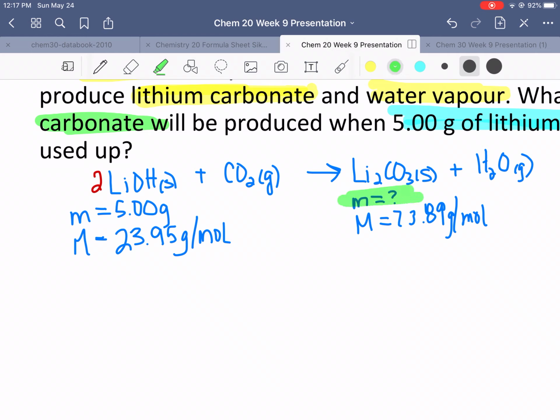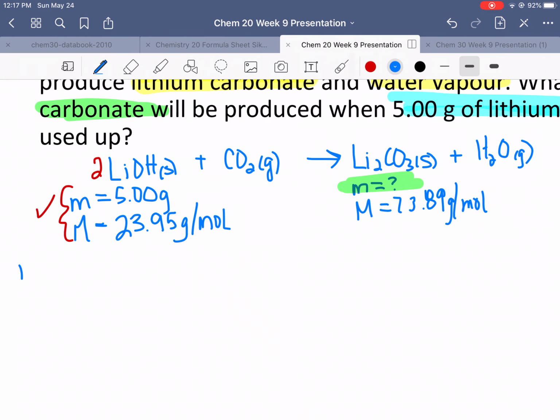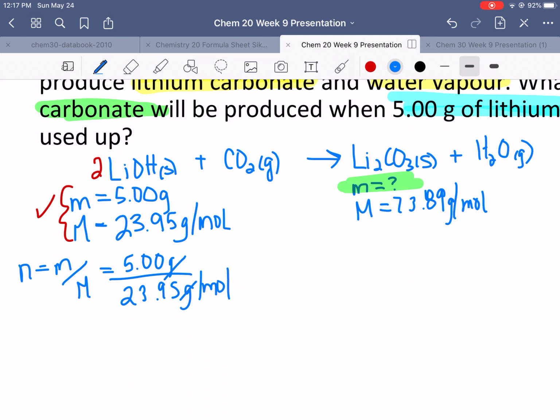Okay, in terms of where to start, honestly, you don't have enough data to start with the lithium carbonate. That's where your unknown is. You do have enough information to figure out the number of moles of lithium hydroxide. So start there. Okay, here we go. N is equal to, yes, show your formulas. Yes, show your substitution. Yes, show your units. Nothing new. Same process we've been doing all the way through. 5 grams divided by 23.95 grams per mole. Grams will cancel out. Left with moles.